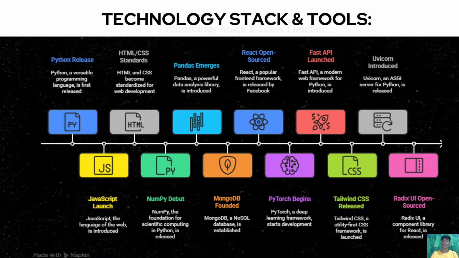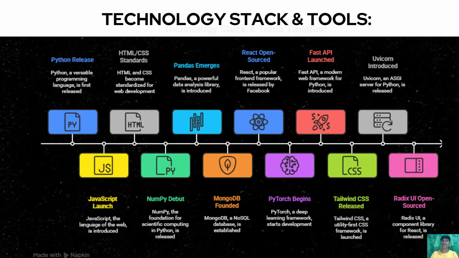React, developed by Facebook, is an open source front-end framework used in our project for building an interactive user interface. To style React components efficiently, we use Tailwind CSS, a utility-first CSS framework that makes the UI fast, modern, and responsive. Then MongoDB and PyTorch.